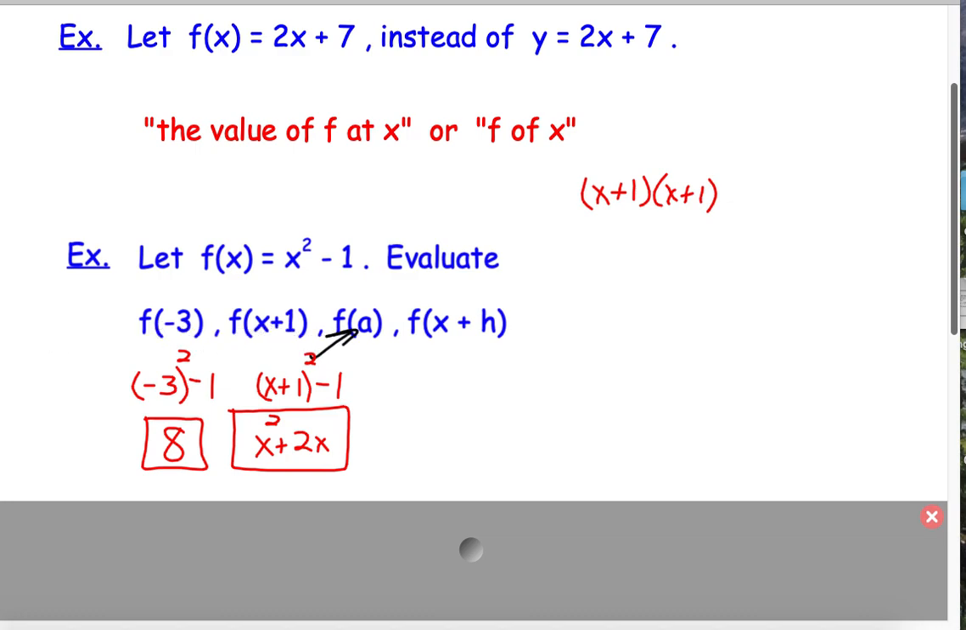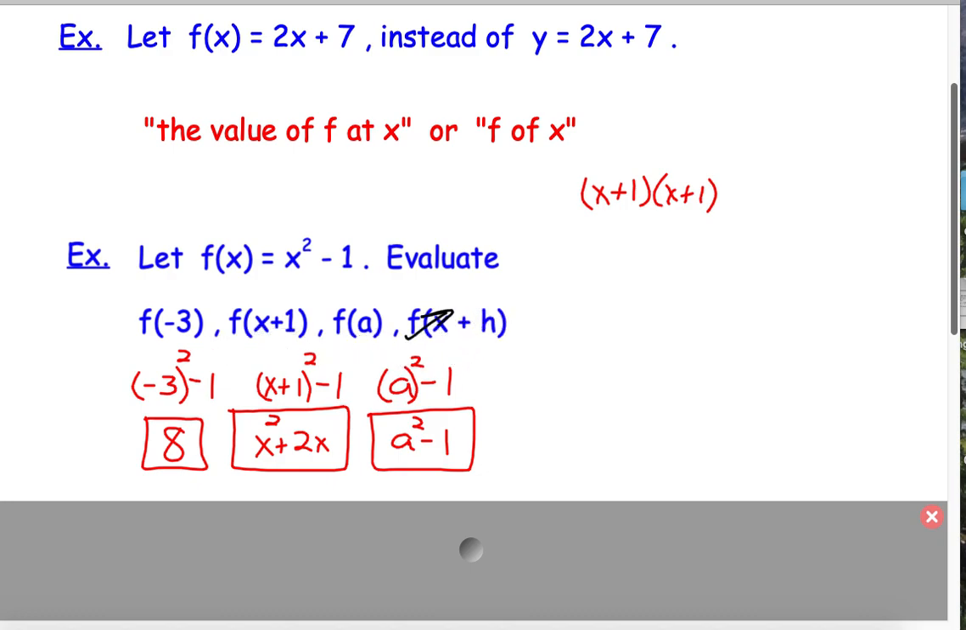How about f of a? Once again, what does f do? It takes the input, squares it, and subtracts 1. So I'm just going to take a and square it. I like to put parentheses for what I'm plugging in, even though I know it's not necessary. So I just have a squared minus 1. And that's it. There's nothing else I can do with that. Could factor it again, but not necessary.